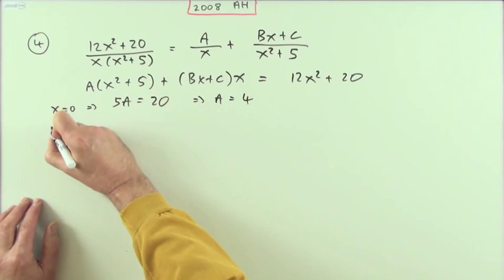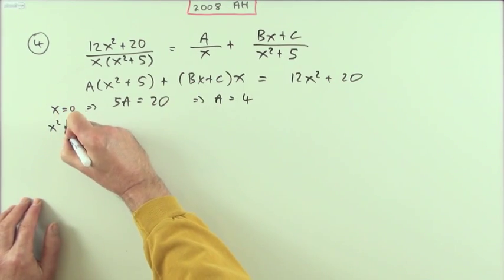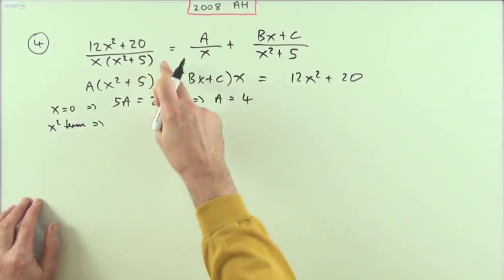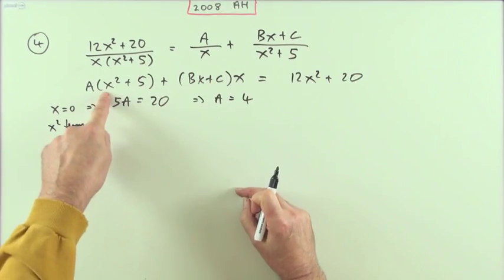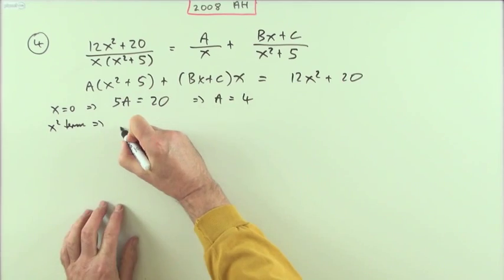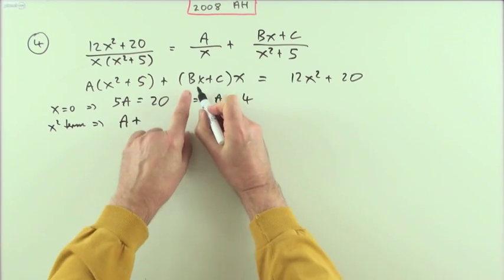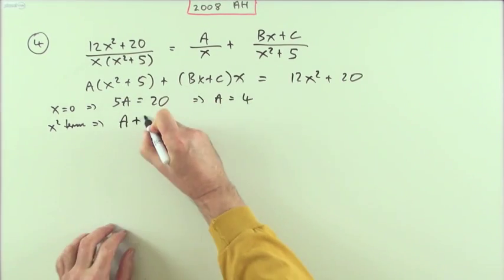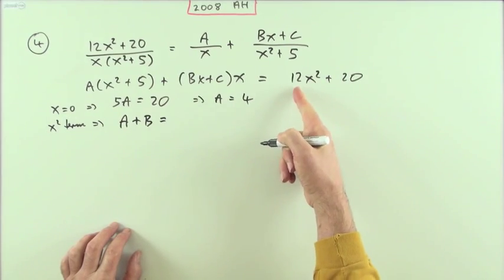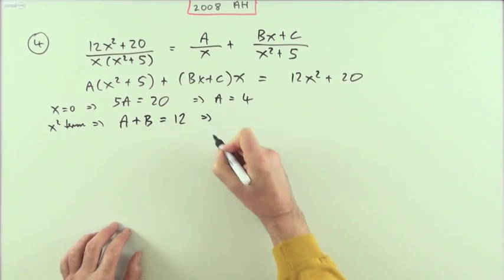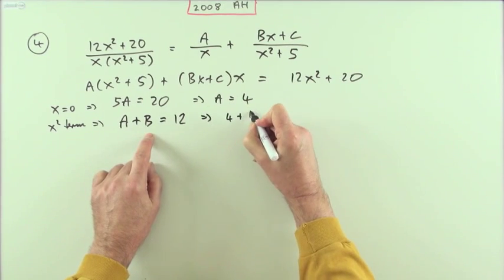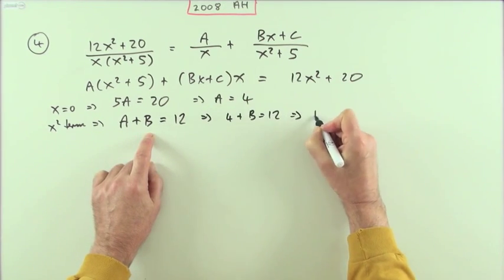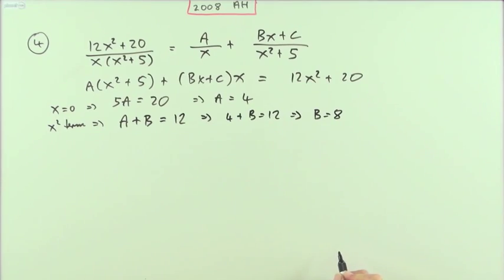No, I'll then say, well, we'll start with the x squared term. If those 2 parts are the same, their x squareds must be the same. What have I got for x squared? I've got an A lots of x squared here, and I've got a B lot of x squared here, and that should come to 12x squared. Well, since A is 4, I'll write it in, B plus 4 is 12. That means that B must be 8.